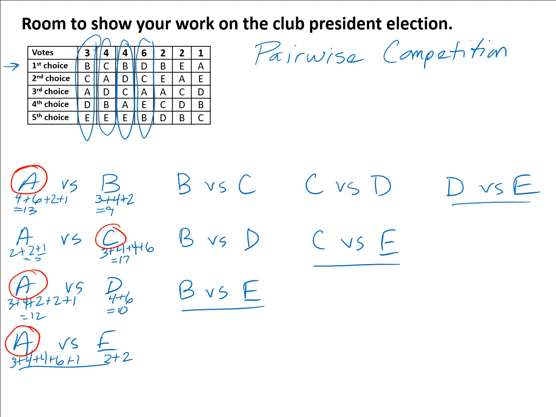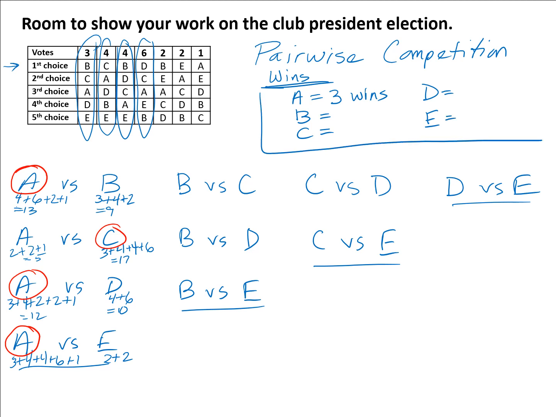So in this pairwise competition, we've done all of A's votes so far. One of the things we're going to look at in the end is how many wins each candidate had. So A right now we can see had 3 wins, because we've looked at all of A's battles. But we haven't looked at all of B's battles, or C's battles, or D's battles, or E's battles. We know right now that C won 1, but we haven't looked at any of the other battles for C. So let's go ahead and look at some of these other battles.